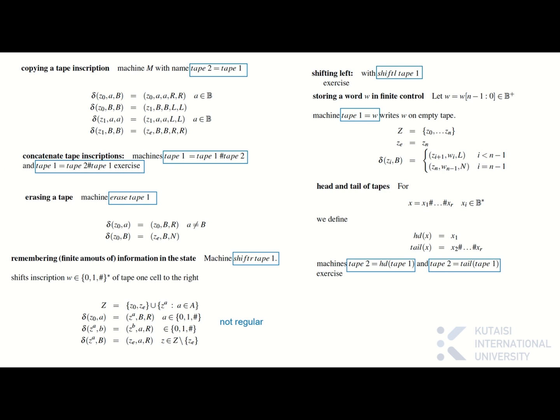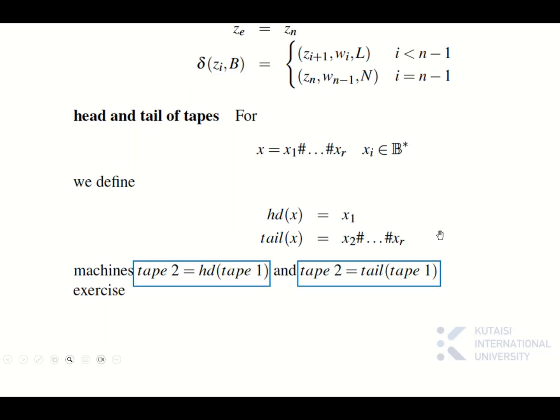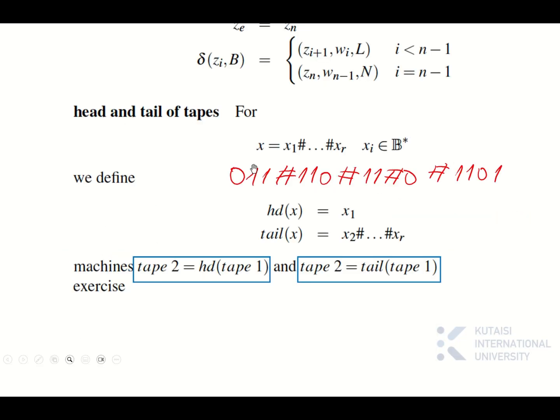And what other Turing machines are we constructing here? So let's first define head and tail. Let's say I'm given a binary string. So let's write it out. For example, something like this: hashtag 110, hashtag 11, hashtag 0, hashtag 1101. So this is an example of what is written here. So let's say I'm given something like this. Each xi is a binary string, just separated by hashtags like this.